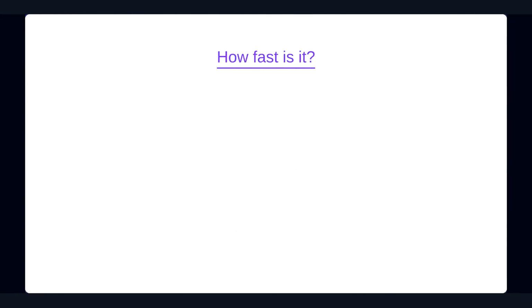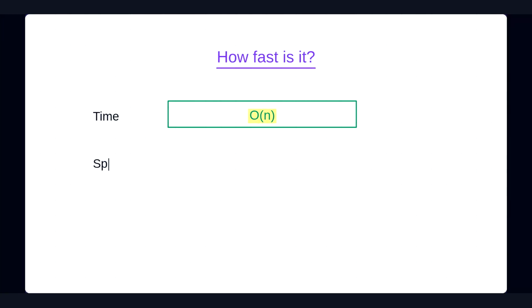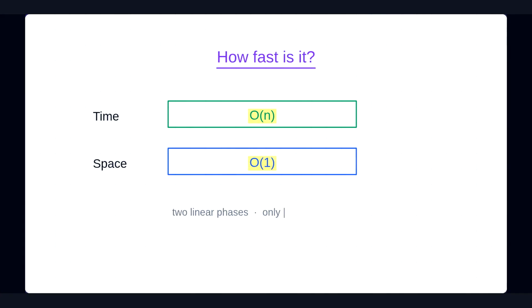Both phases are linear walks over the list, so the total time is order n. We use only 2 pointers throughout, so the extra space is order 1. It is remarkably economical for what it finds.